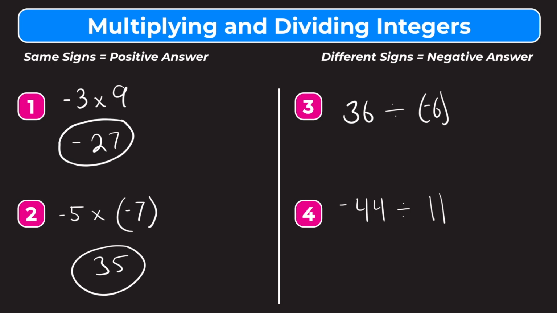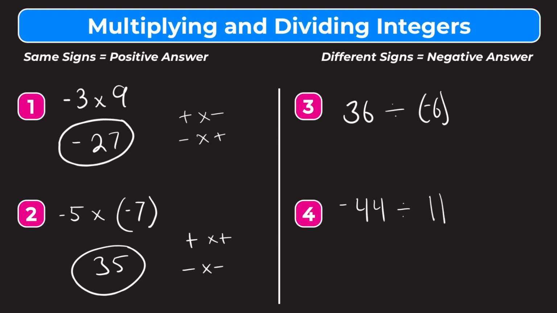So again, when I say same signs and different signs of our original numbers, same signs would be a positive times a positive, or a negative times a negative, and different signs would be a positive times a negative, or a negative times a positive, right? So let's go ahead and try numbers 3 and 4. These are division. So the same rules apply. Same signs equals positive answer. Different signs equals a negative answer.